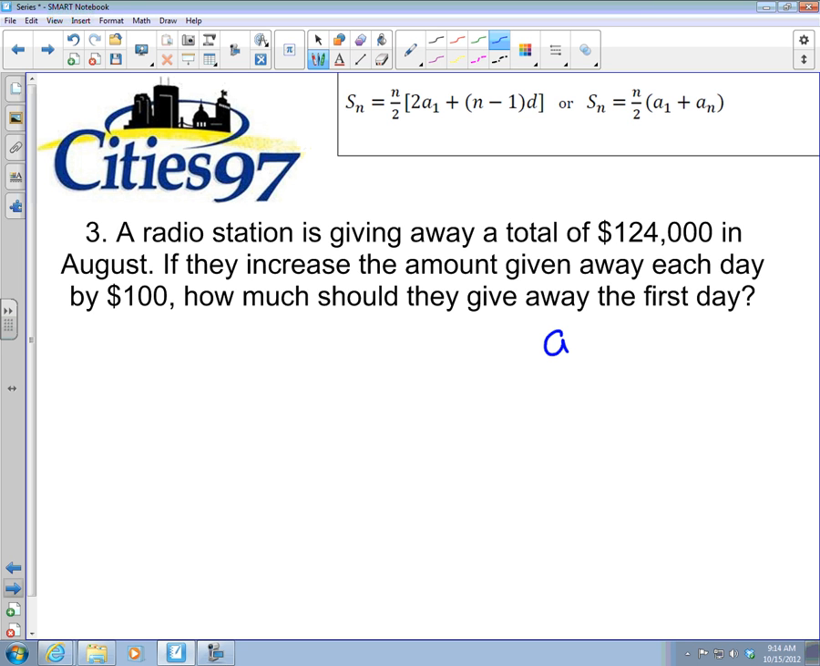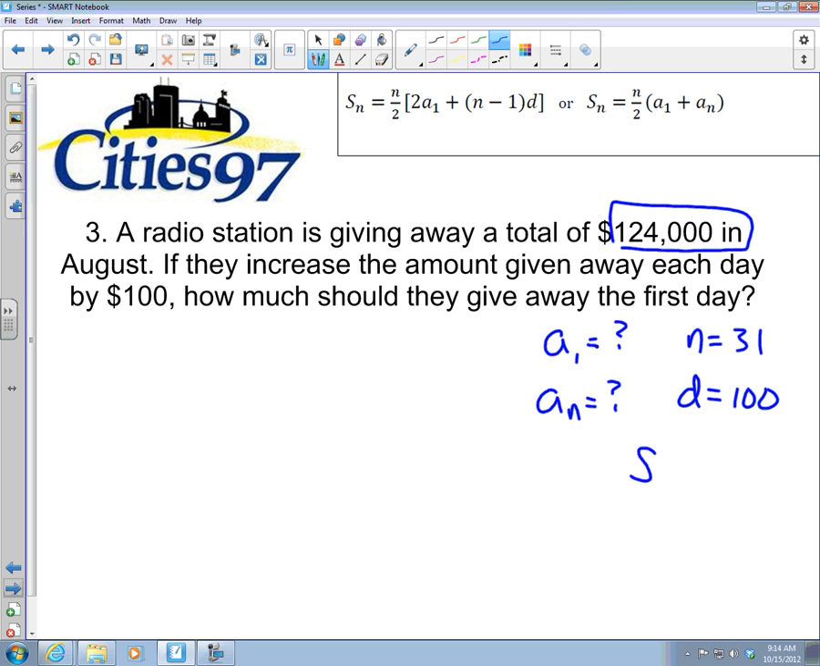So a sub 1, once again, we don't know what that is. a sub n, the last day, I don't know what that is either. But I do know this. How many days are they going to be giving stuff away? Well, in August, there's 31 days. So that's your n. Common difference, it's going up by $100 every day. And they gave away a total of $124,000. So S sub n equals 124,000.